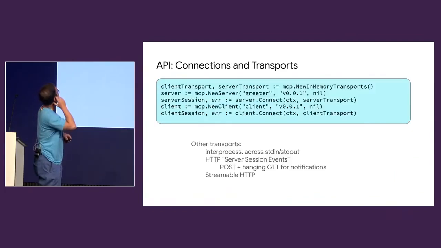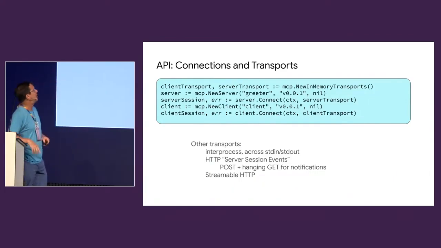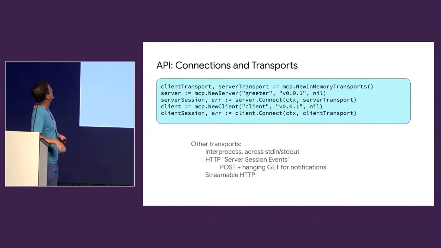And yeah, so this is how you do it. But this is an in-memory transport, which you only use for testing. You create a new in-memory transport, and you get both ends. And then you say, let's make a server, and connect the server to a server transport, giving us a server session. And I write the error in italics, indicating that I should be handling it, but I'm not. And then you make a client and connect it to the client session. And now connect it to the client side of the transport. And now we're all connected.